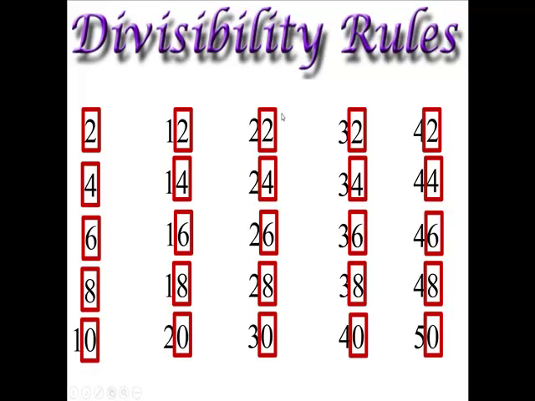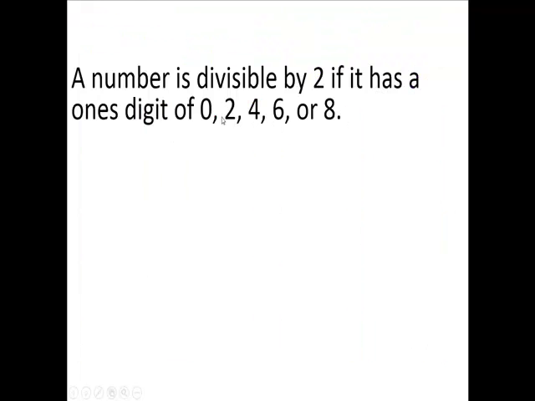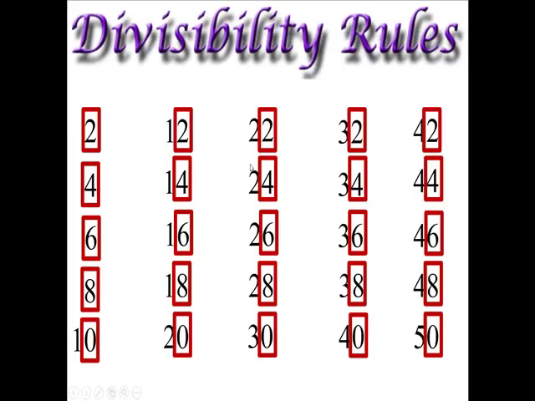So if the last digit is a 1, say, then 2 won't go into it evenly. But if the last digit is a 0, 2, 4, 6, or 8, then it's even, and 2 goes into it, and there'll be no remainder. And that's the rule for 2. We only have to look at the last digit.